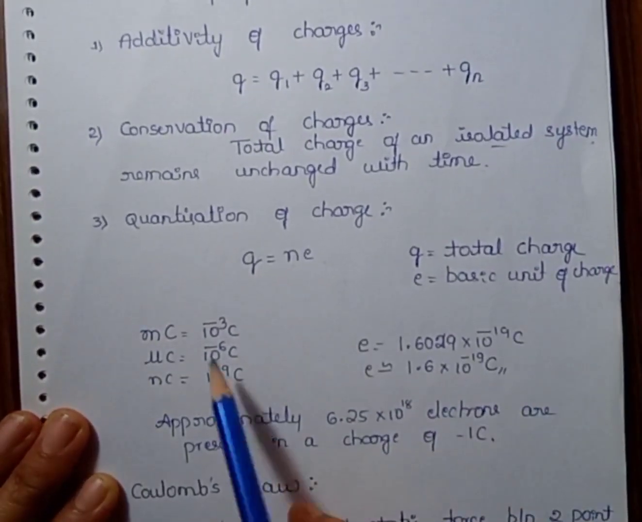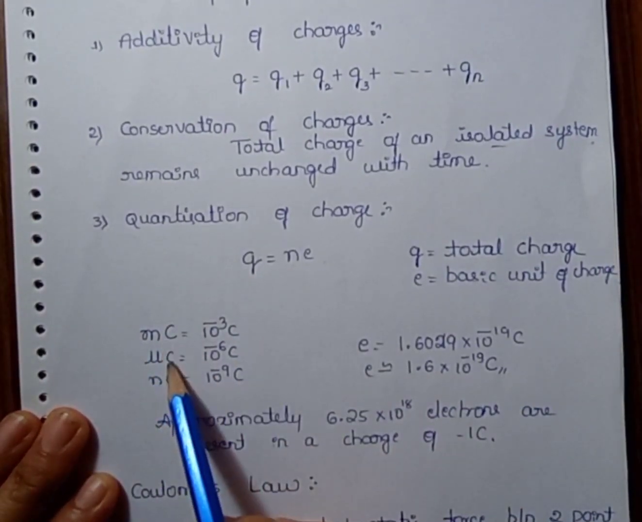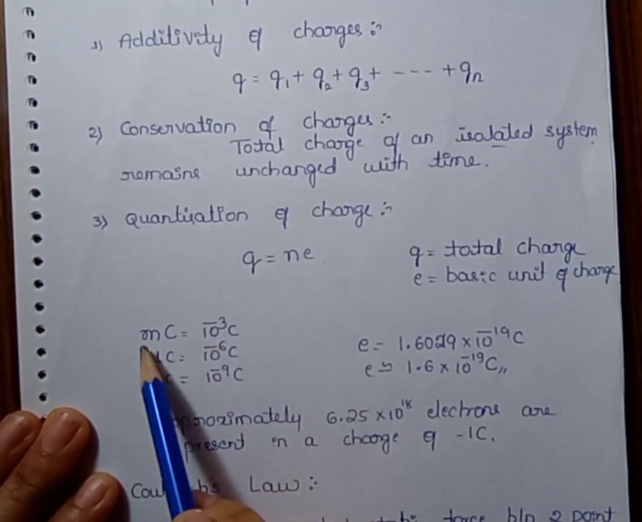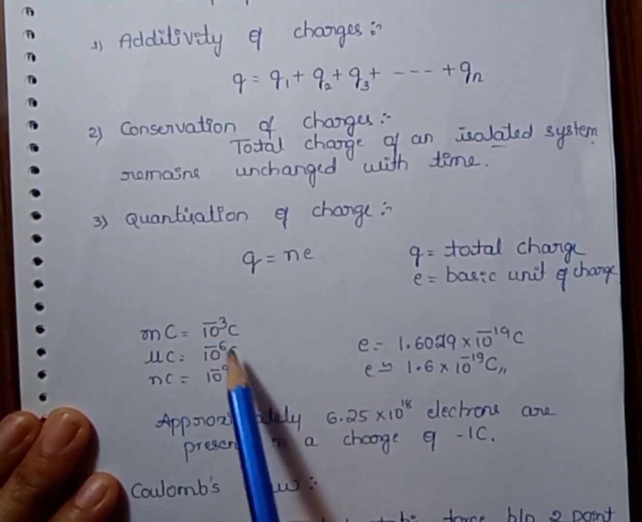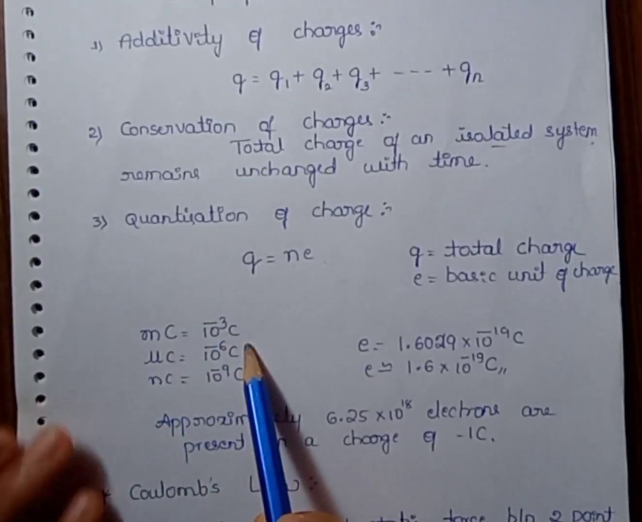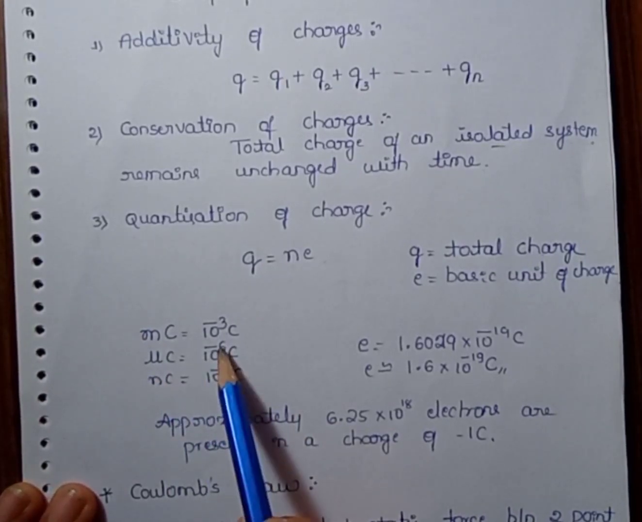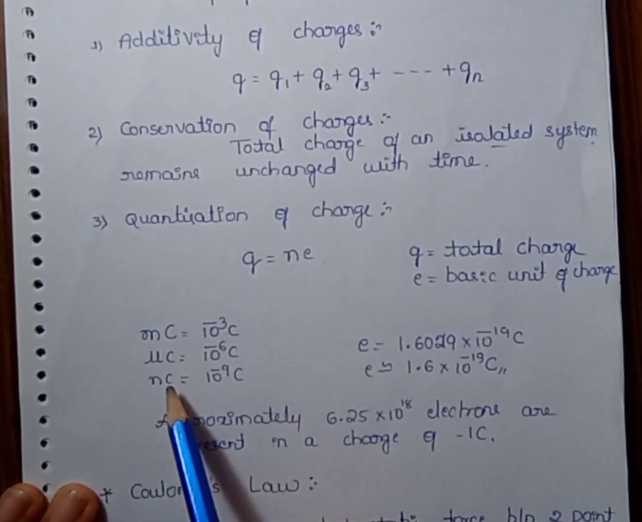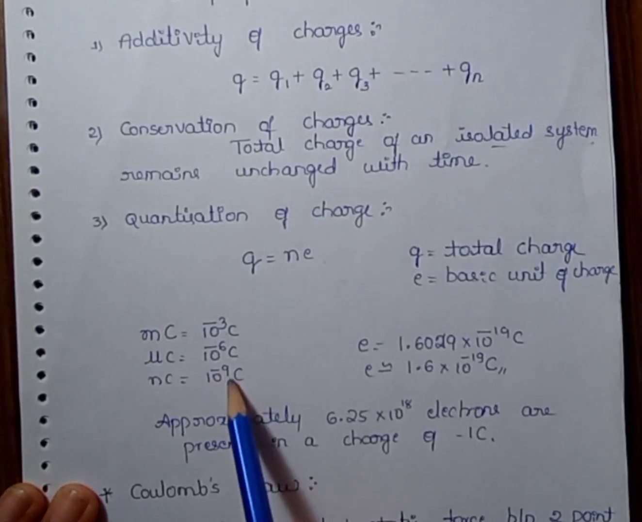These are some main charges we can refer to in day-to-day life. Milli Coulomb means 10 to the power of minus 3 Coulomb. Micro Coulomb means 10 to the power of minus 6 Coulomb. Nano Coulomb is 10 to the power of minus 9 Coulomb.